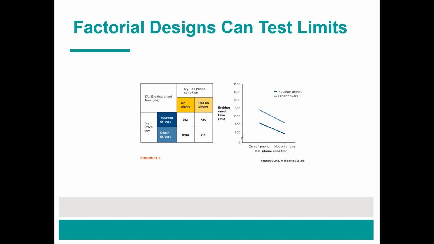Sometimes, researchers conduct factorial designs to test whether an independent variable affects different kinds of people or people in different situations in the same way. They test the limit to which an effect exists on another variable.